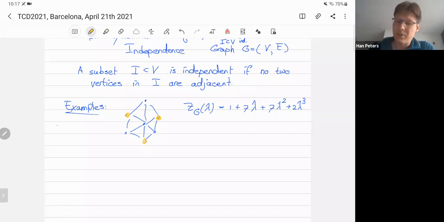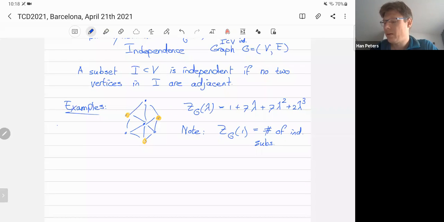And notice that if you enter 1, this gives you the number of independent subsets, which it seems is 17 here. Now, as your graph gets larger and larger, it is very hard to compute the number of independent subsets.